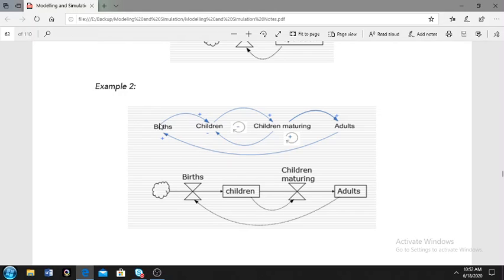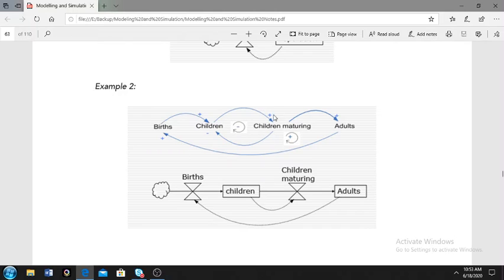The more you have birth, the more you have children. The more you have children, the more you have children maturity. The more you have children maturity, the more you have adult. The more you have adult, the more you have birth. So here we have two feedback loops. This one, from birth to children, from children to children maturity, from children maturity to adult, and from adult to birth, is reinforcing, because we move from more to more to more to more.